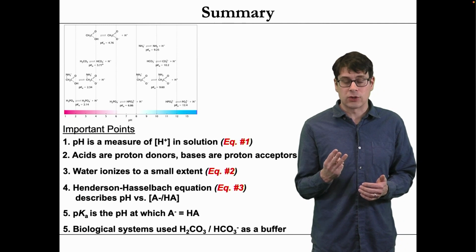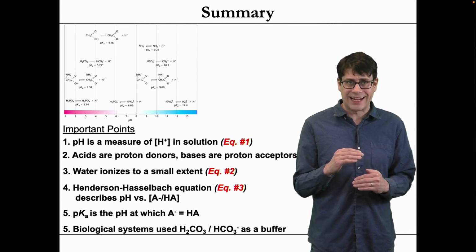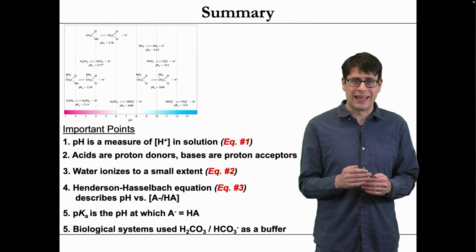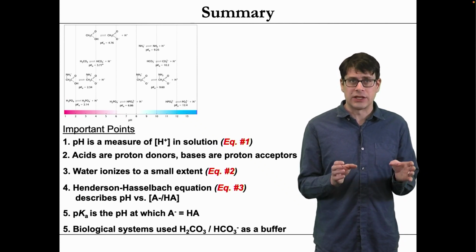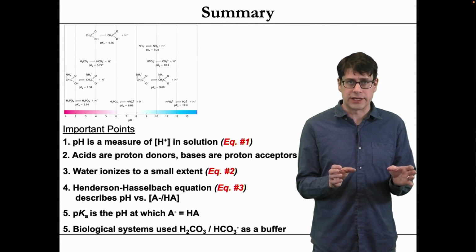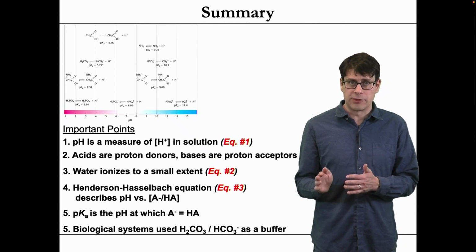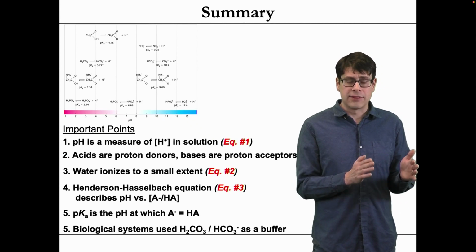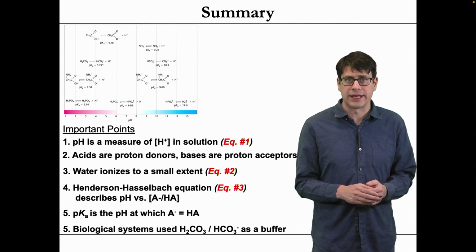Next, you need to understand equation number 3, which is the Henderson-Hasselbalch equation, which describes pH as a function of the conjugate base to acid ratio. And for that, you also need to understand the concept of pKa, and to know that pKa is the pH at which the conjugate base and the acid are present in equal concentrations. So if the pH is below the pKa, then the acid is going to be the predominant species in that solution. If the pH is above the pKa, then the conjugate base is going to be predominant in that solution. So please play around with that and understand that concept.